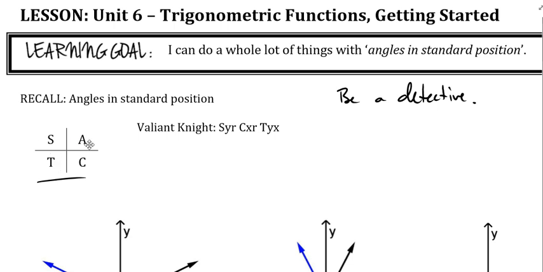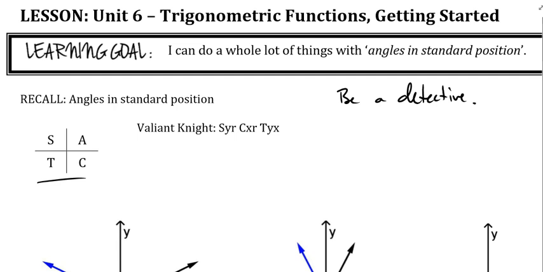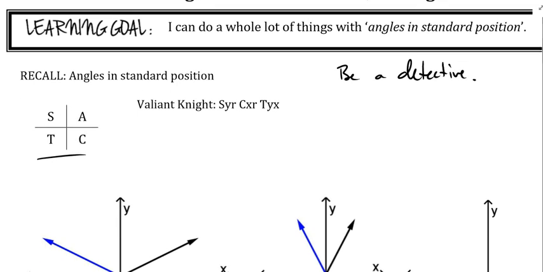So sine is positive here and here, right? But negative there and there. Cosine is positive in those two, negative in the other two. And then tangent is positive in those two, again, because of the opposite over adjacent idea.